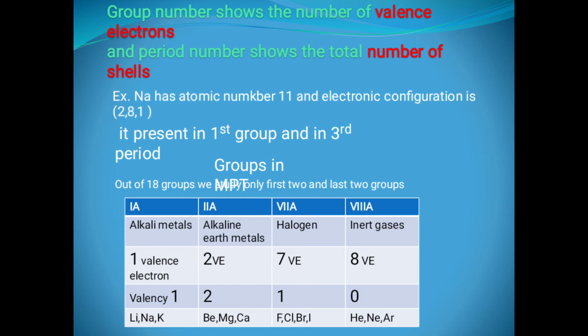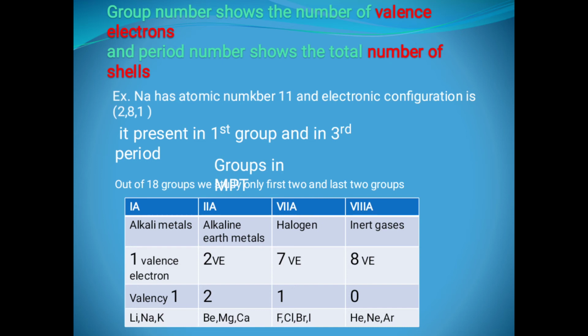By using the valence electrons, we can easily find the valency. The 1A group valency is 1, for 2A it is 2, and for 7A it is 1, because it contains 7 electrons in its outermost shell, so to complete the octet it requires 1 electron. And the valency for the 8A group is 0. And what are the examples of these?